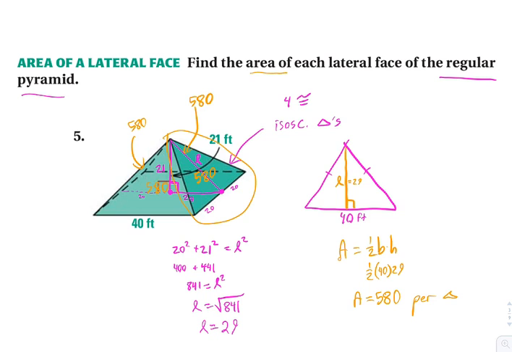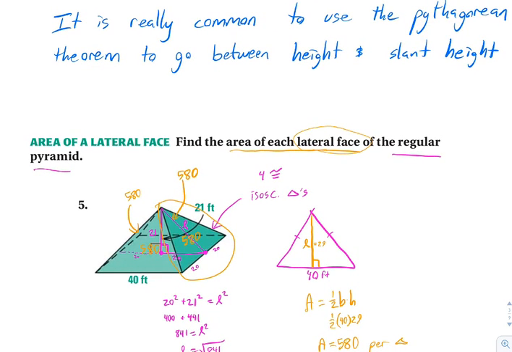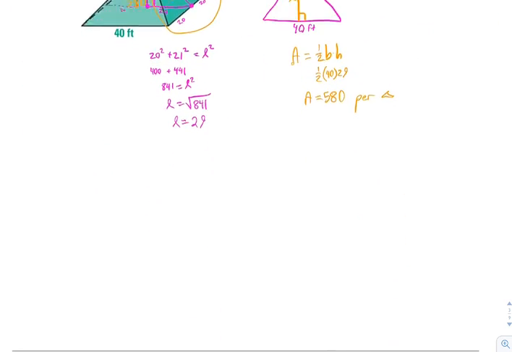It says find the area of each lateral face. Lateral faces mean only the sides, not the base. So the area of each is 580, for each of the 4. Okay, I just wanted to show you it's really common to use the Pythagorean theorem to go between height and slant height. It's a really common trick.